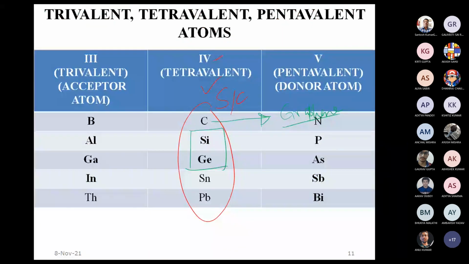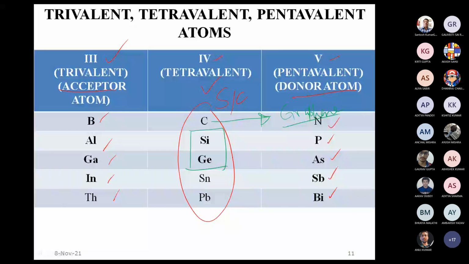On the left side we have the third group elements: boron, aluminum, gallium, indium, and on the right we have the fifth group or pentavalent elements, so called donor and acceptor atoms respectively. Here we will look at why they are so called. These pentavalent elements are nitrogen, phosphorus, arsenic, antimony, and bismuth.